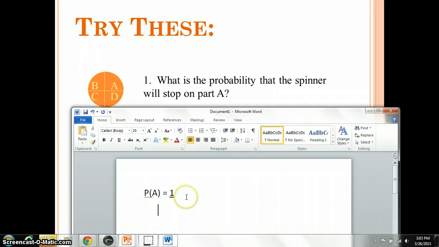Now for our denominator, we need to count the total possible. So 1, 2, 3, 4 parts of this spinner. So there are 4 possible outcomes, so 4 is our denominator. So 1 out of 4 chance of getting A, which is 0.25, which equals a 25% chance of getting A. Let's look at the next one.